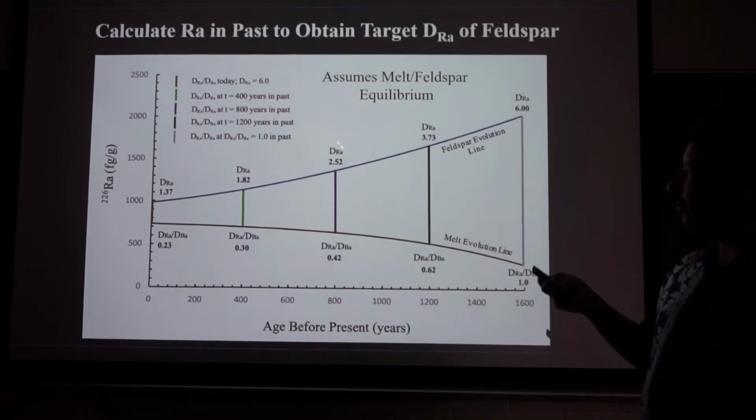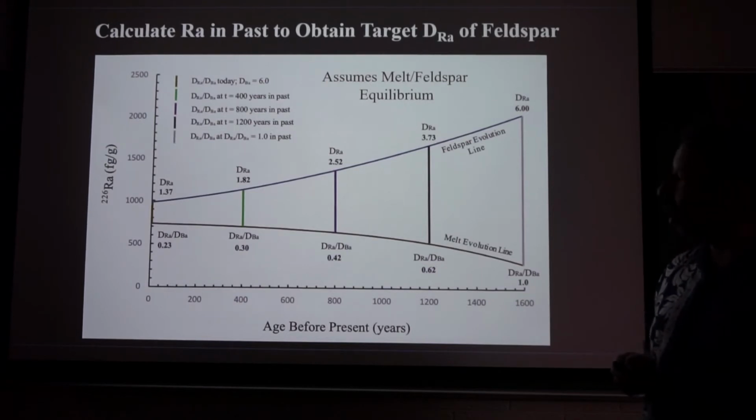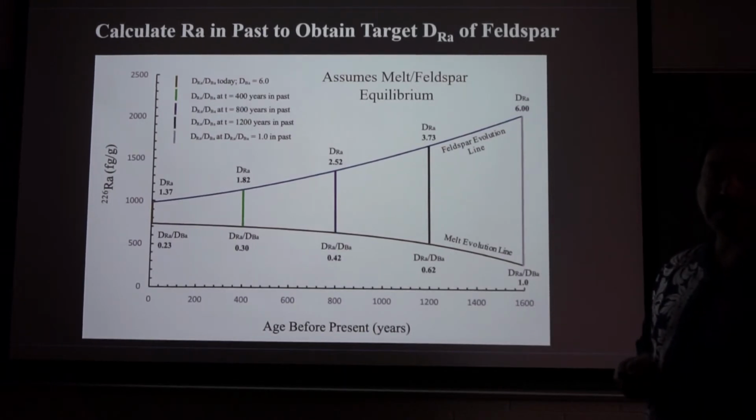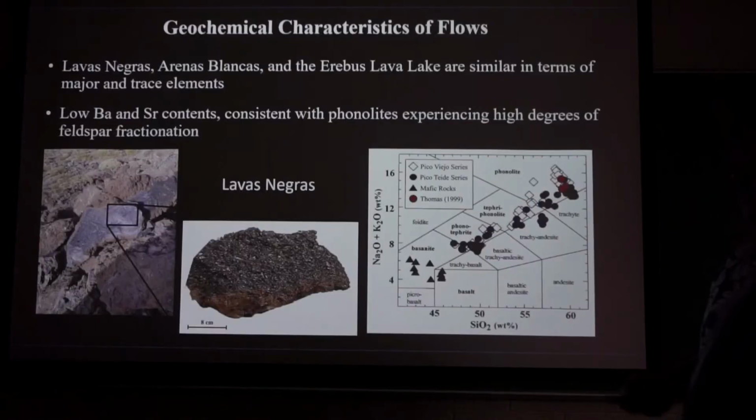And then all we have to do is target the partition coefficient we want. Typically, we ratio radium partition coefficient to the barium partition coefficient, target that at 0.242. If that's what we calculate, then we know that the age of the crystal is 800 years. So that's kind of the procedure.